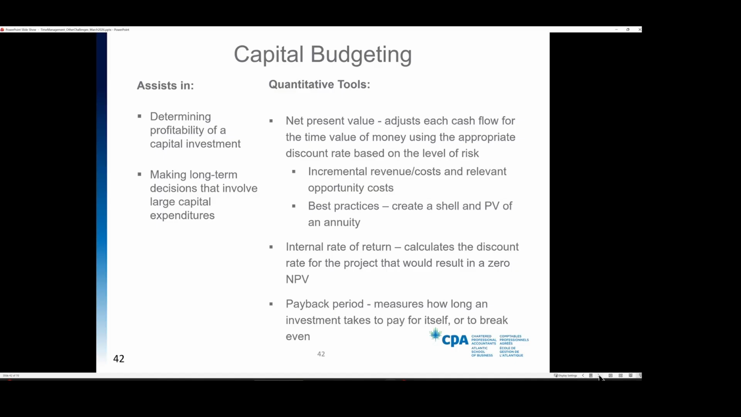Another quantitative capital budgeting tool is to calculate the internal rate of return. So that's going to calculate the discount factor for that project that would result in a zero NPV. Payback period that measures how long an investment takes to pay itself back. These are all popular calculations that you should be able to easily perform.